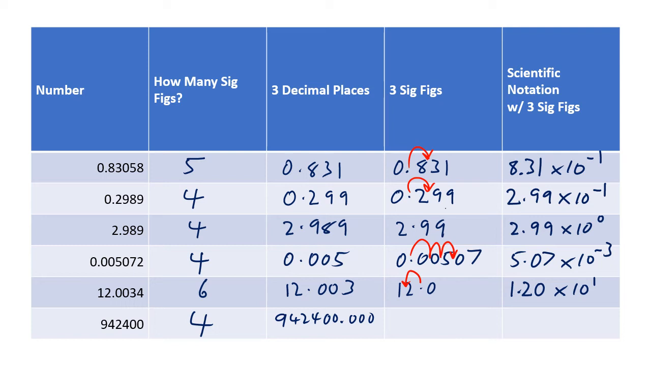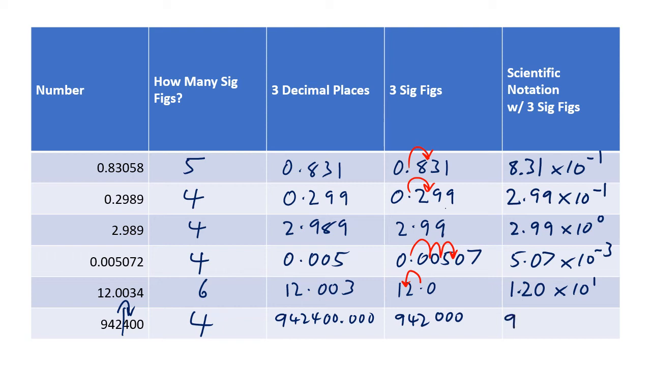Now, if we try three significant figures, we go 9, 4, 2, chop it off there. 2 looks at the 4. And so in this case, this looks a bit weird. So we're basically rounding to the nearest 1,000. So the nearest 1,000 is 942,000. And so the 400 gets rounded down, because it's in the hundreds column.